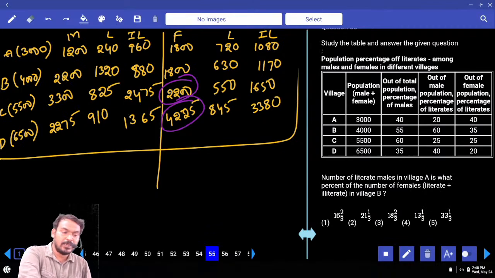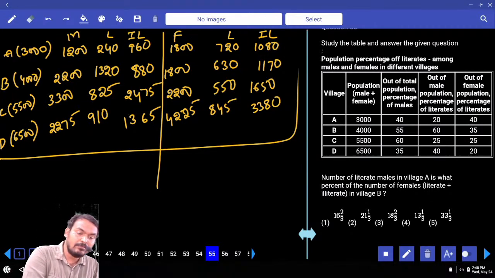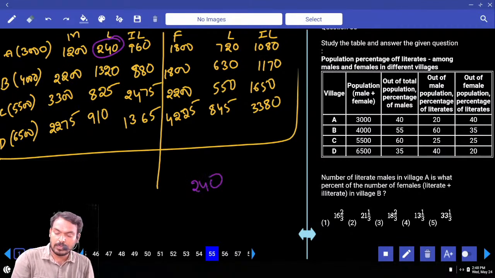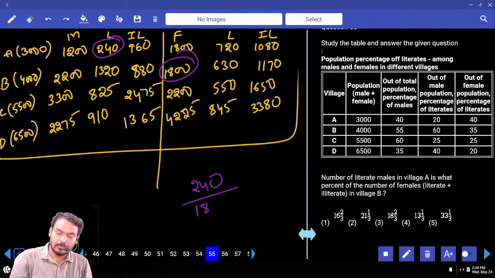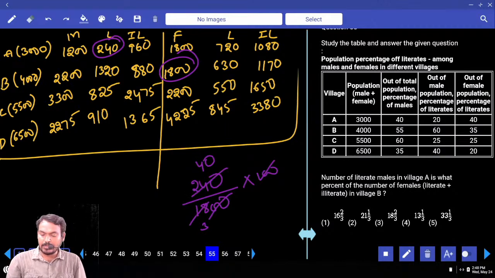Next 55. Number of literate males in village A is what percentage of the number of females literate plus illiterate in village B? Males literate in village A 240 is what percent of total females of village B? How much? 1800. 240 by 1800 multiplied by 100. Zeros are cancelled. 40 by 3 means 13 1 by 3.